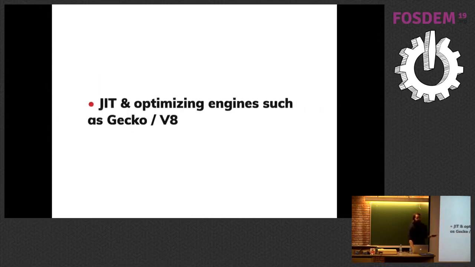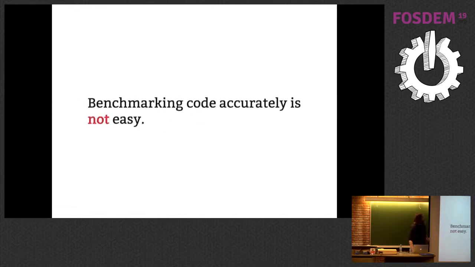Another challenge is that we all use just-in-time compilation schemes and optimizing engines such as Gecko on Firefox and V8 on Chrome, and those have their own logic, and they will transform your code into something that is really alien to you, and you don't have any control on what they will do. So how do you implement something which is efficient? So basically, the gist here is that benchmarking code accurately in JavaScript is pretty hard.